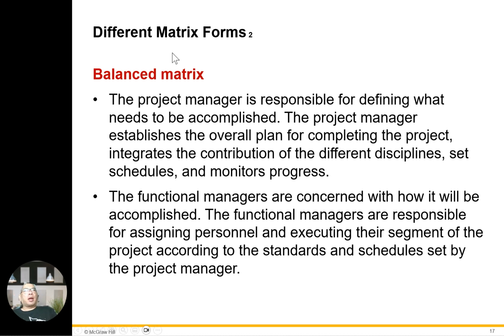In terms of matrix form, the balanced matrix: the project manager is responsible for defining what needs to be accomplished. The project manager establishes the overall plan for completing the project and integrates the contribution of the different disciplines, sets schedule, and monitors progress. And then the functional managers are concerned with how it will be accomplished. The functional manager is also responsible for assigning personnel and executing their segment.